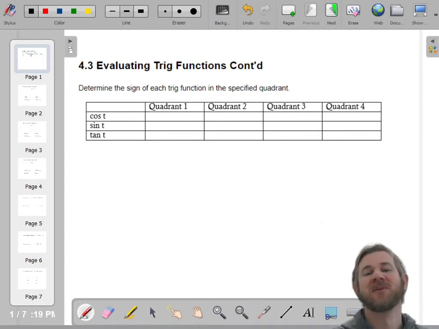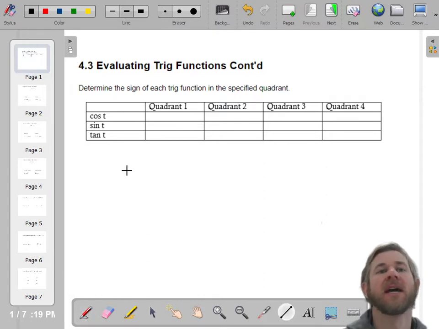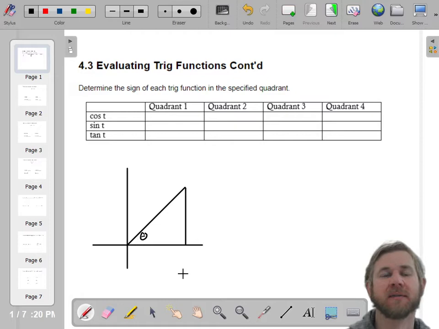Hello, ladies and gentlemen. We're going to continue evaluating trig functions. We're going to keep running with what we were talking about before, but let me remind you where this is coming from. I'm just going to draw a triangle. I'll do it in the first quadrant. It doesn't really matter. But if you're talking about an angle, and I'll say theta here, and we'll say we're on the unit circle, so that's 1.